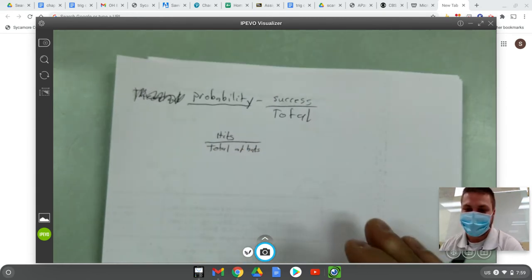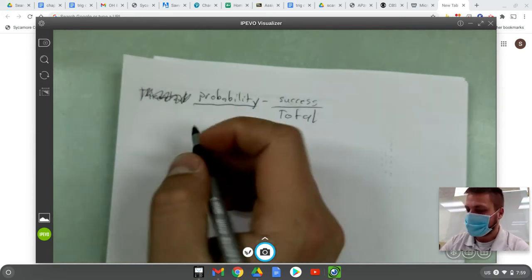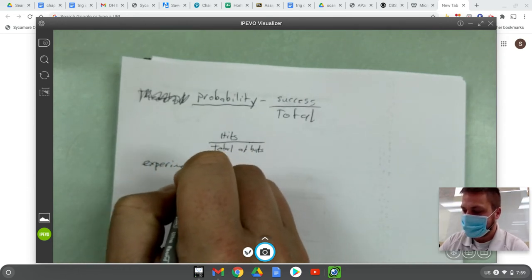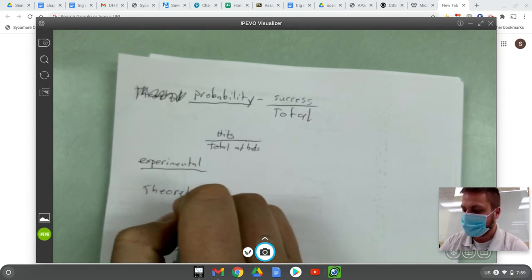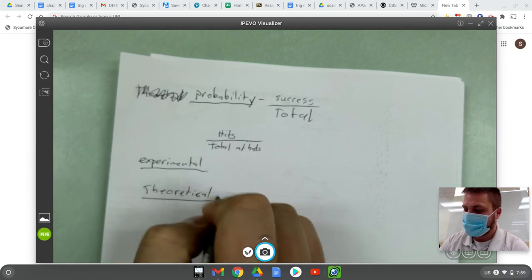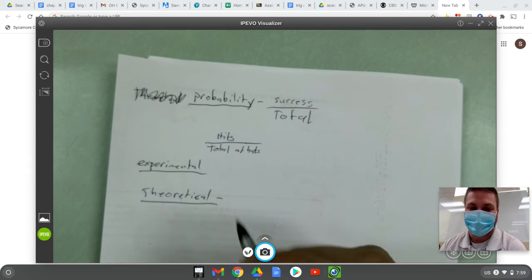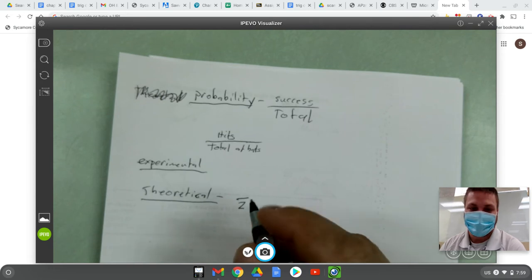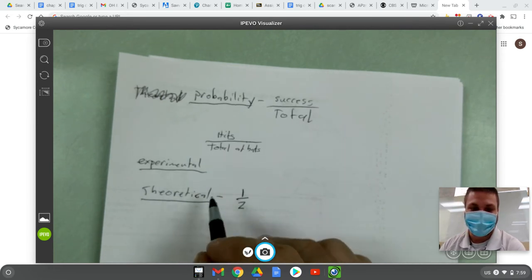Let's talk about the difference. There are two types of probability: experimental and theoretical. Theoretical probability is what should happen. For instance, what's the probability of flipping a coin and landing on heads? There are two total options when you flip a coin, heads and tails. Success is a head, that's one of the options, so the theoretical probability is 1/2.